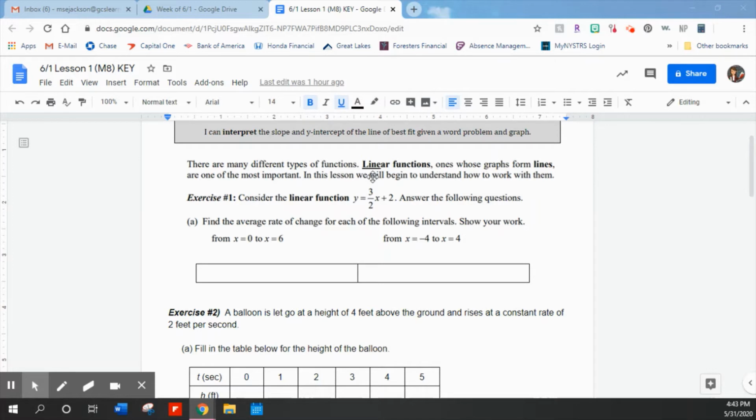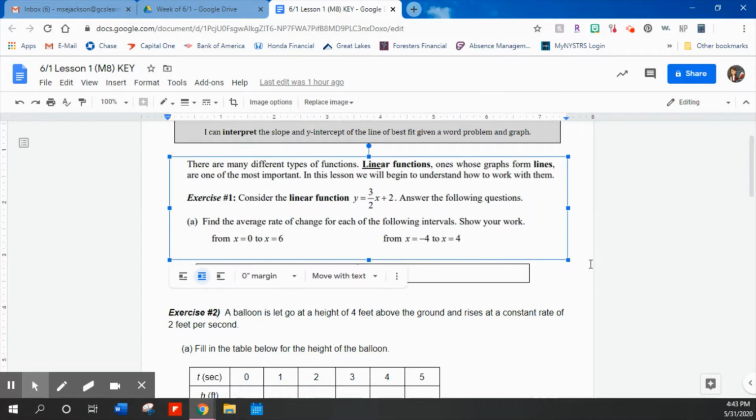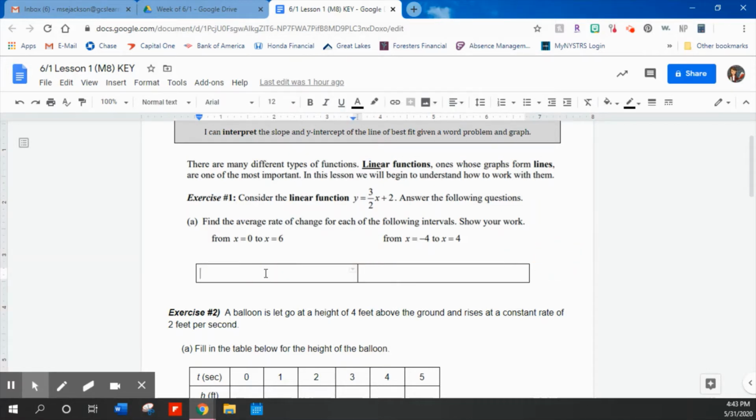So it says, consider the linear function y equals 3/2 x plus 2. Answer the following questions. Now it says, find the average rate of change for each of the following intervals and show your work. Now, average rate of change, I'm just going to type this in. Let's see. We'll do it right in the box. Average rate of change is the same thing as slope.